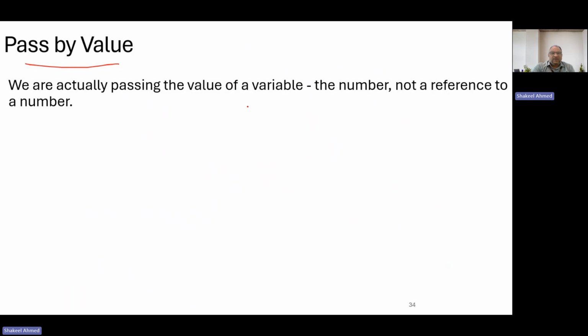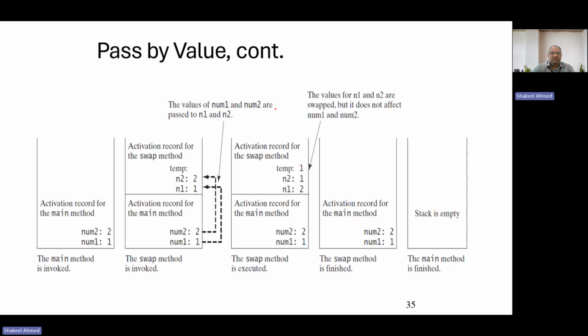Pass by value. Sometimes we are actually using the value of the variable when we call it. It's not a reference to a number; we don't want it with a literal number, we want it directly with a variable. So let's see how that works. For pass by value, here you have number 1 and number 2, and we are calling with n1 as number 1 and n2 as number 2. So the values of number 1 and number 2 are passed here.